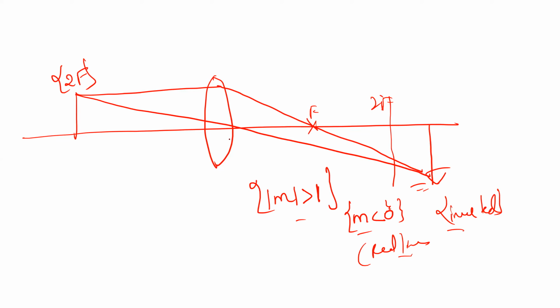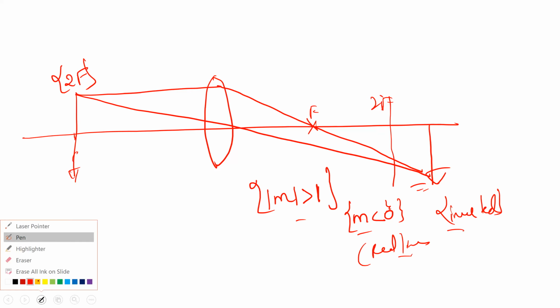Okay, wait. I made a mistake. When you keep it at 2f, in a concave mirror also you will get the image exactly at 2f only, right? Here also it will form exactly at 2f. Why I am making this mistake is because my geometry will not be proper.